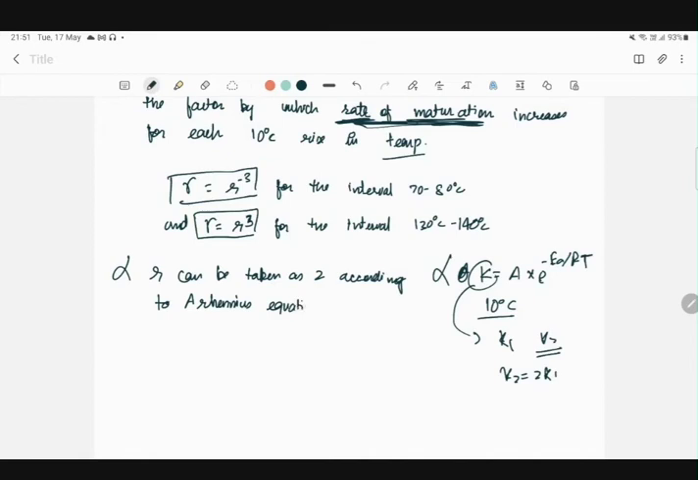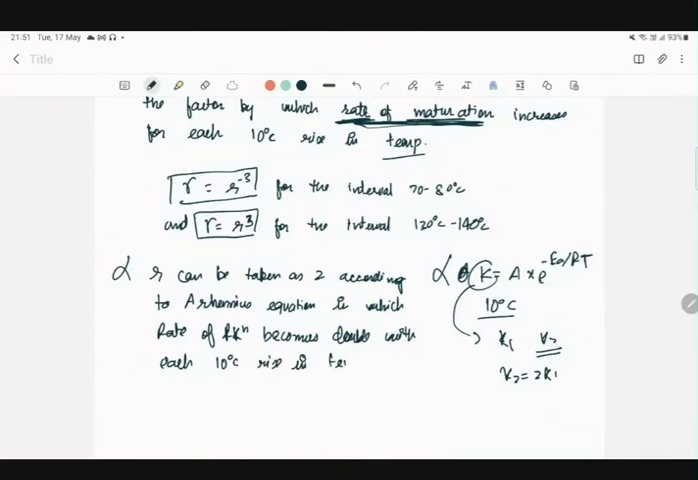The Arrhenius equation, in which the rate of reaction becomes double with each 10 degrees Celsius rise in temperature. Okay. Yeah, rate of reaction becomes double with each 10 degrees Celsius rise in temperature.